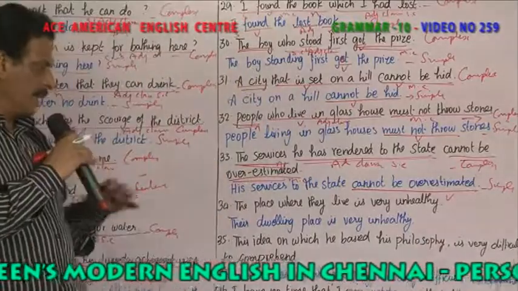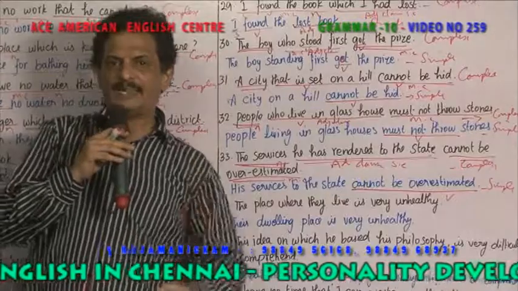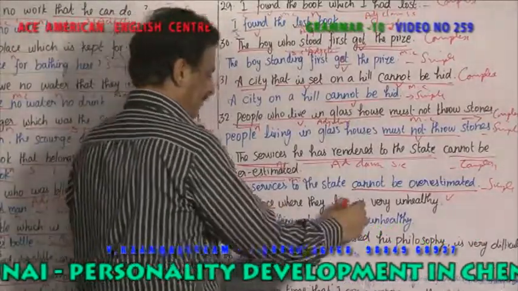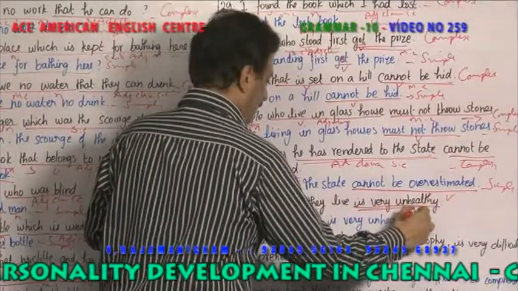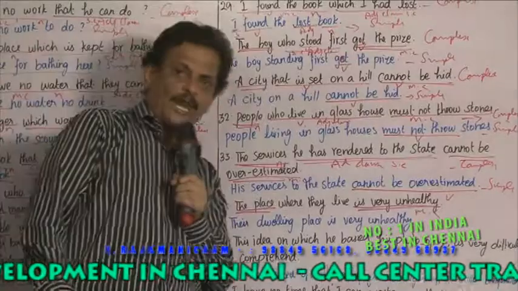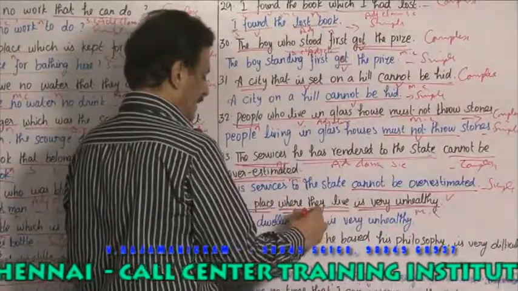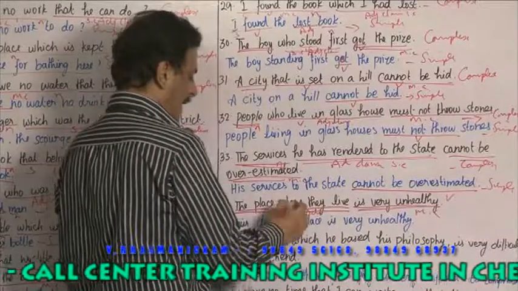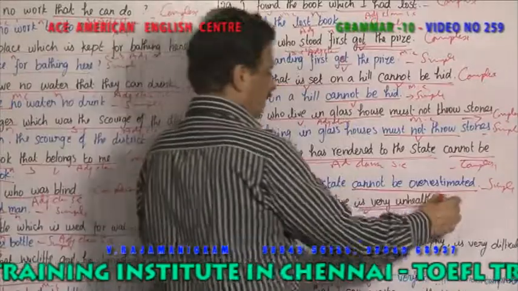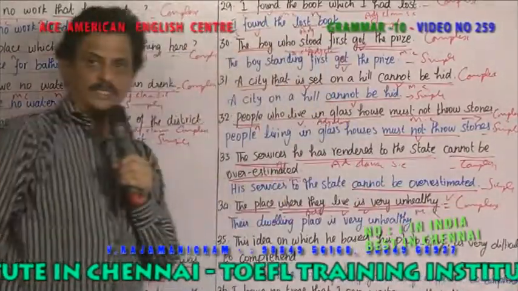Now coming here, the place where they live is very unhealthy. So the place is a noun. The place is very unhealthy, it is the main clause. And the place is described. Which place? Where they live. So where they live is the adjective clause. So this where says about the place they live. Live is a verb. Is is a verb. So two verbs are there. So it is a complex sentence. So one is an adjective clause, one is a main clause.